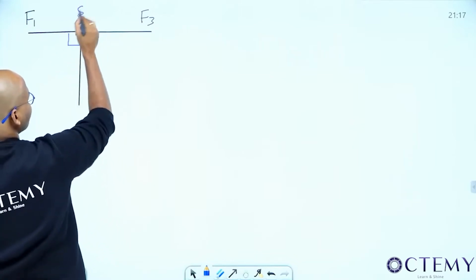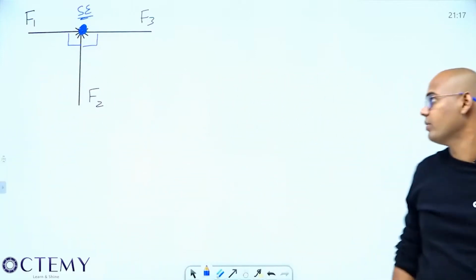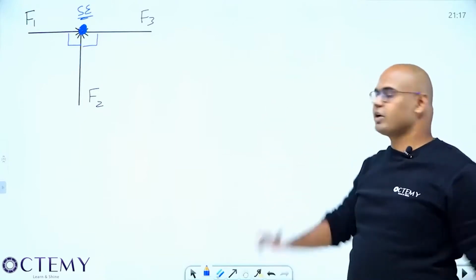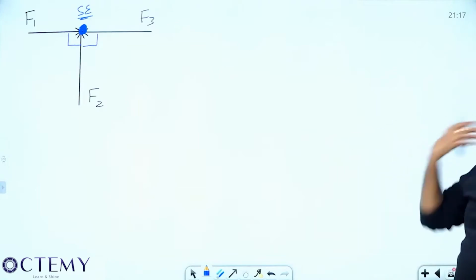And this point is in which equilibrium? Static equilibrium, because a joint is in static equilibrium. And there are only three forces, F1, F2, F3, in that fashion, perpendicular to each other. Now, what is the relation between them? If you can find the magnitudes, find out.